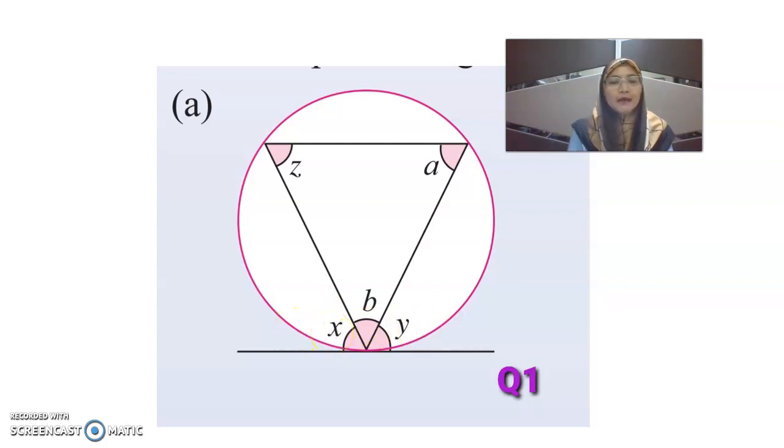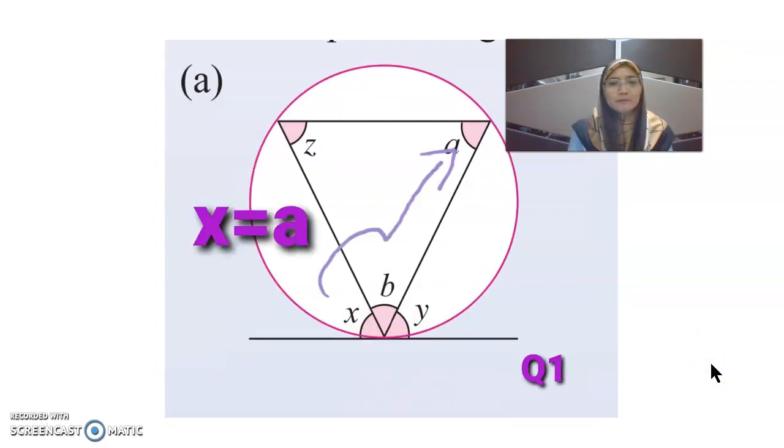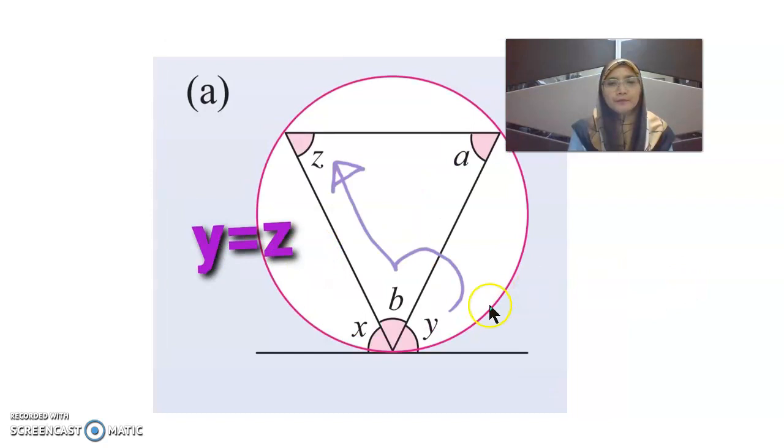Let's do X first. X jump into opposite. X is equal to A. Exterior angle Y jump into opposite. Y equal to Z.